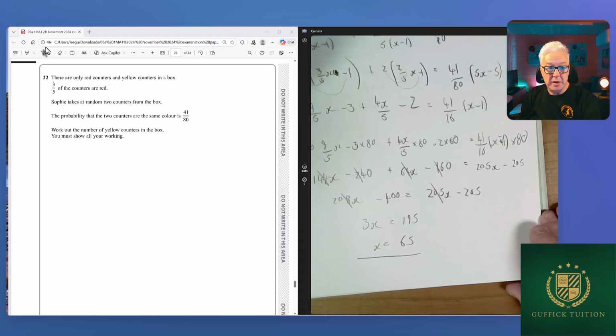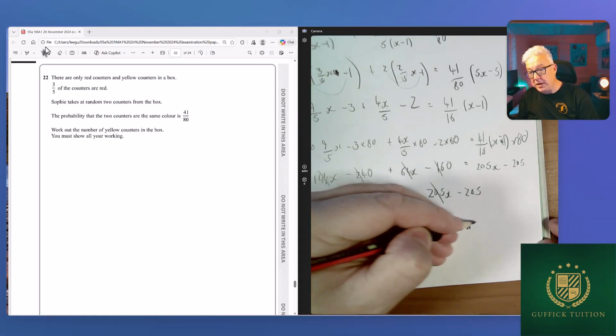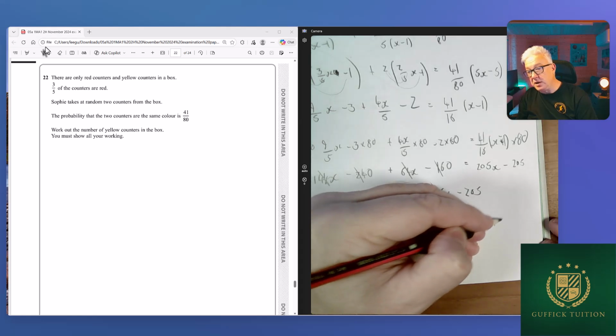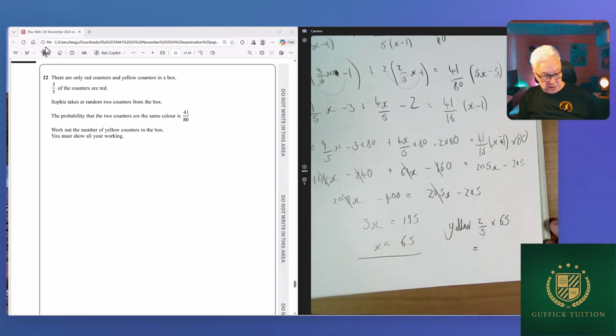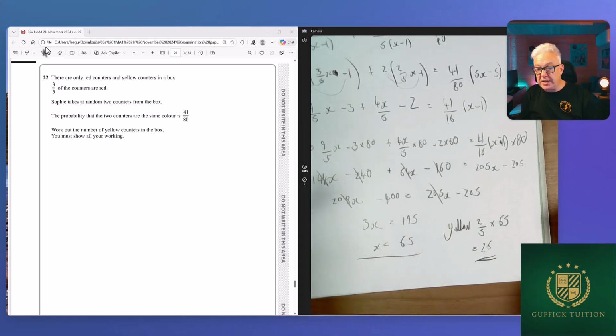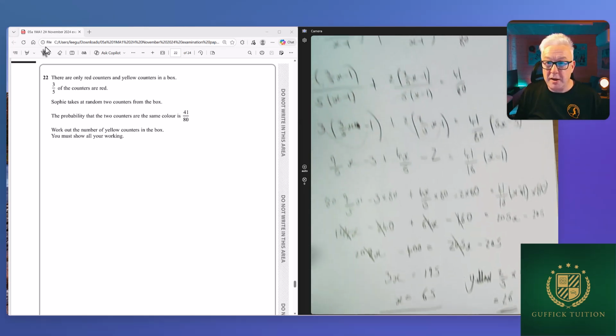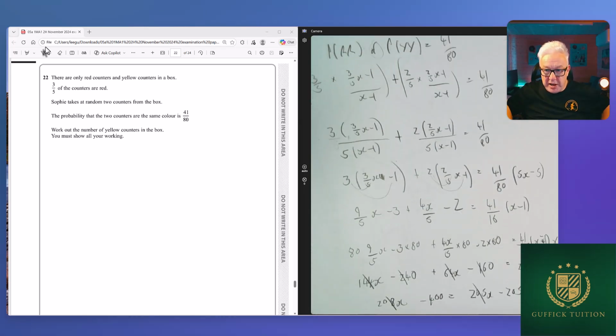Now, we want to know the number that are yellow, and yellow is going to be 2/5 of the 65, and 2/5 of 65 is 65 times by 0.4, which is 26. So there are 26 yellow counters in the box. So super tricky question there.